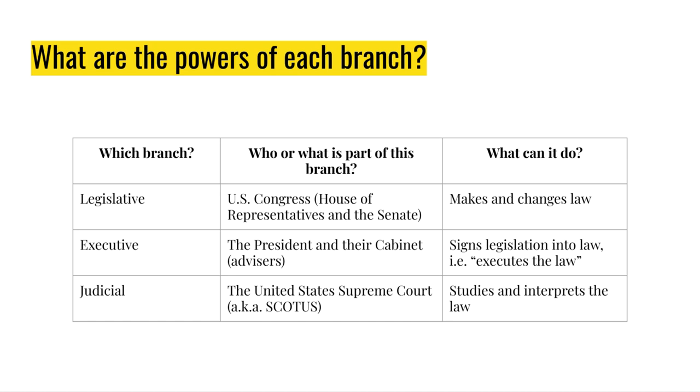And then finally, we have the judicial branch. Okay, and this is the federal judiciary system, right? The federal court system, although we usually only refer to the United States Supreme Court, also SCOTUS. And they are tasked with studying and interpreting the law, okay? Looking at new laws, looking at old laws, determining whether they are valid, right? Do they follow the Constitution? Are they fair? Are they equitable, right? These are sort of the issues that the judicial branch deals with.